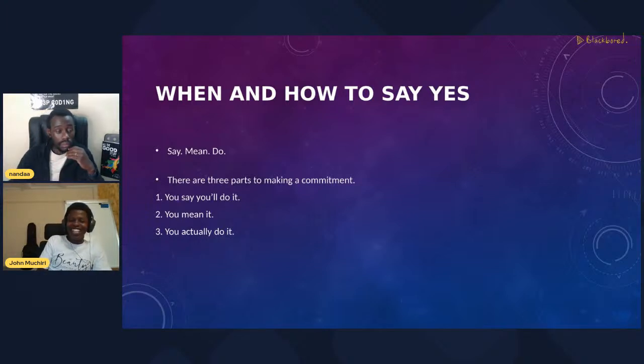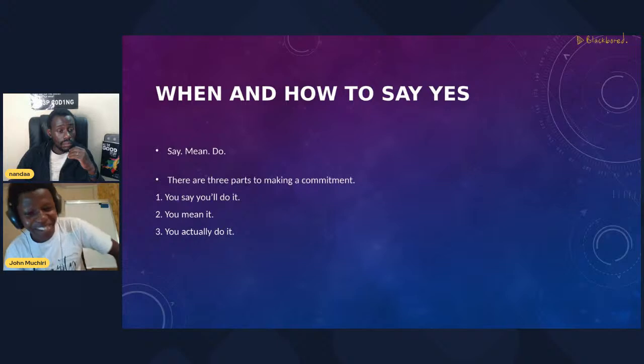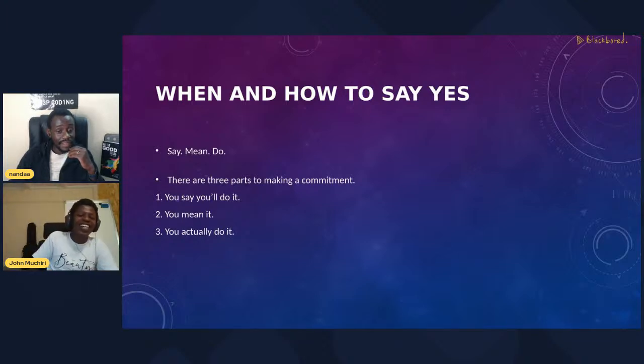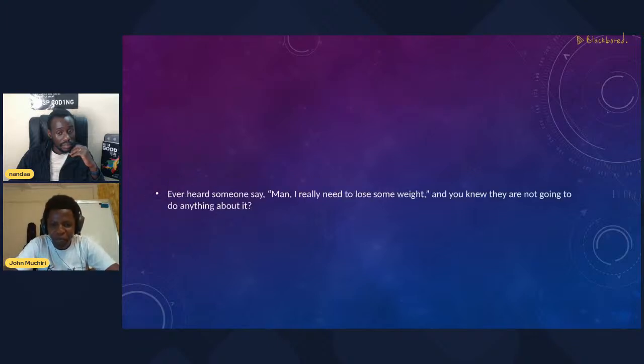It even has some scriptural reference. There are some people who were invited somewhere and they said, I will come. And then the person who said, no, I won't come, is the one who came, and he was more blessed than the other person. So this is deeper. When you say I'm going to do it, you mean it and you actually do it. And how do you do this?